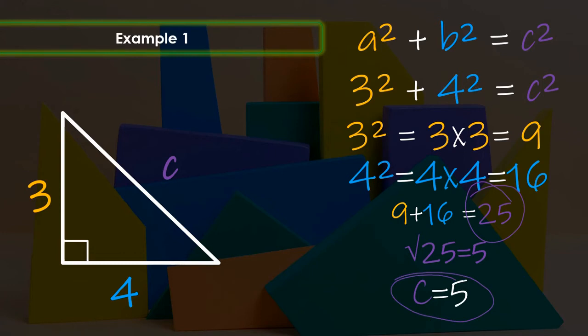Do you remember what's the other name of side C? You're right, it's the hypotenuse. So let me erase this. C equals 5, meaning side C is 5.